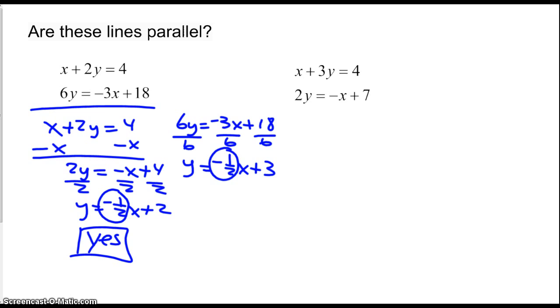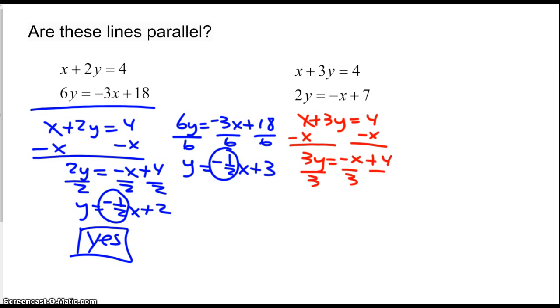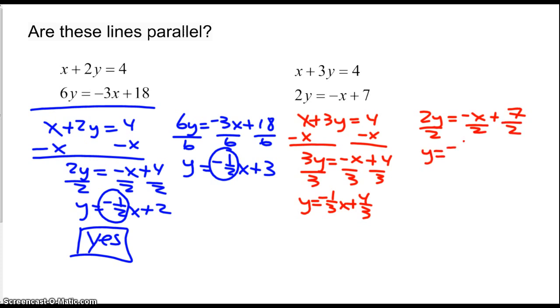We've got x plus 3y equals 4. If I were to force that to be in slope-intercept form, I would subtract an x and divide everything by 3. I'd get y as -1/3 x plus 4/3. And then this one, 2y equals -x plus 7. If I divide everything by 2, I get y as -1/2 x plus 7/2. If I compare those slopes, one of them is -1/3 and one's -1/2. So that means no, these lines have different slopes, different slantiness, and therefore definitely not parallel.